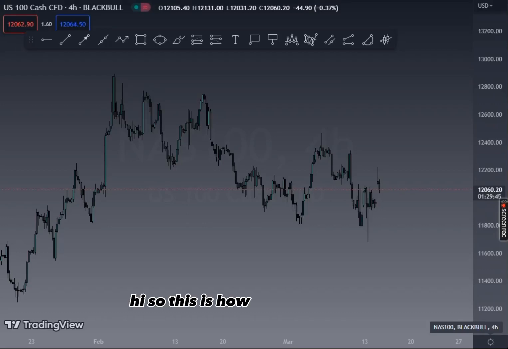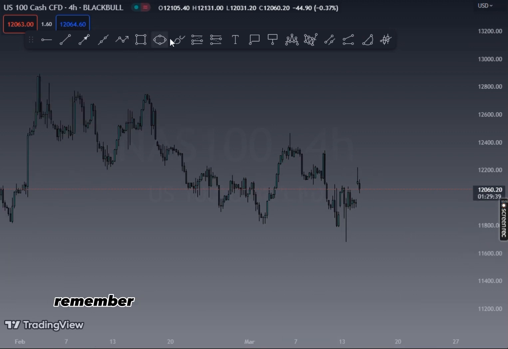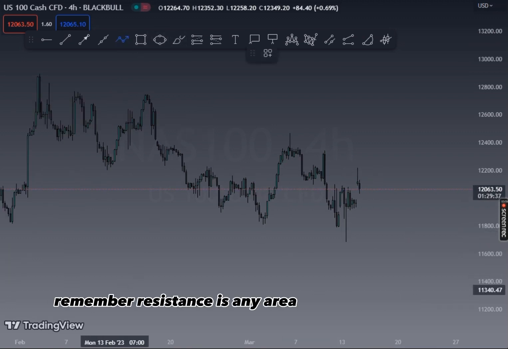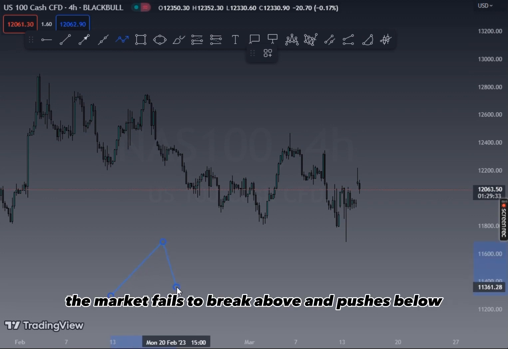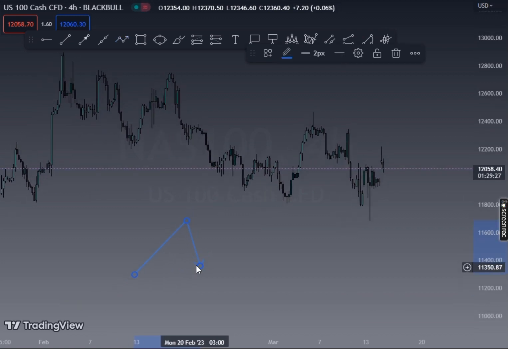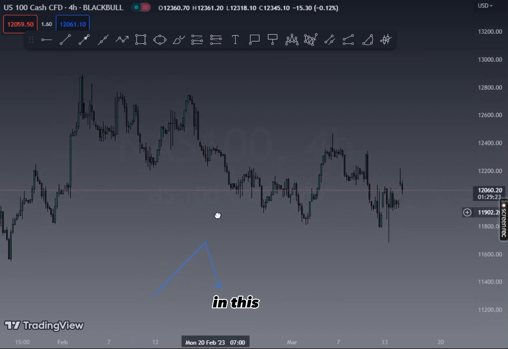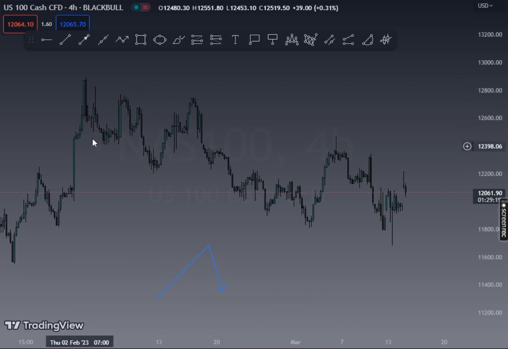Hi, so this is how you identify key areas of support and resistance in the market. Remember, resistance is any area in the market where the market fails to break above and pushes below. Then support is any area in the market below where the market fails to continue below and starts to push to the upside.